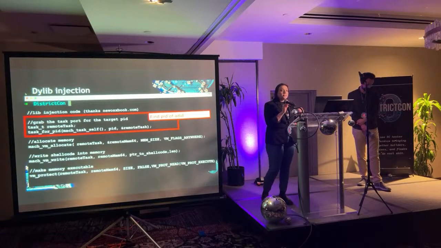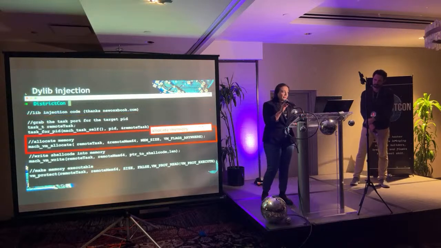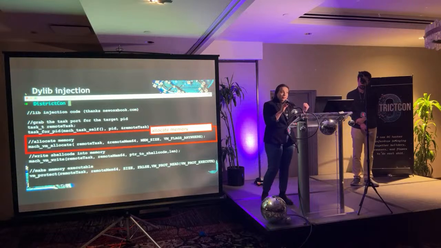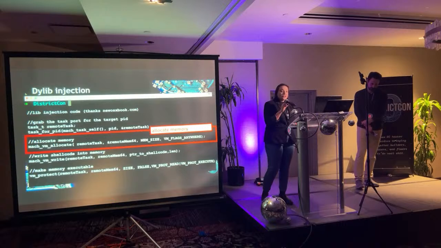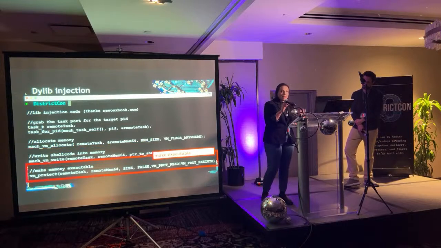The first thing is they need to find the PID of the target process, which in this case is AD ID. You need to grab the task port for that using this very useful function, task_for_pid. The next thing is you need to allocate memory within the process that you have the task port of, because you are about to write shellcode into that memory. So you allocate some memory, write some shellcode into that memory, then make it executable so that the shellcode will run.